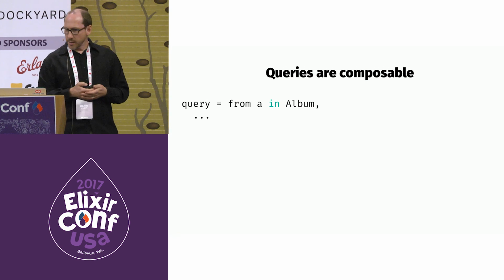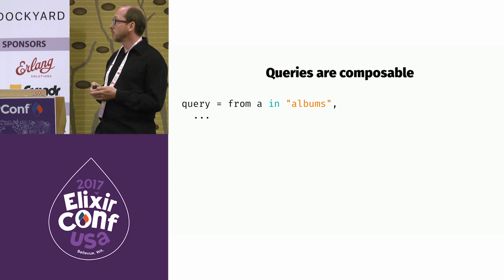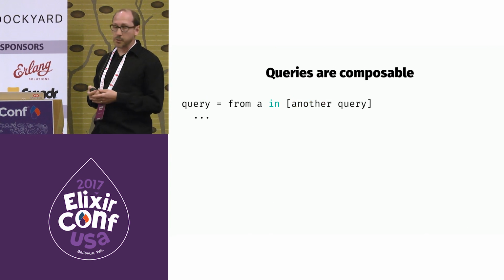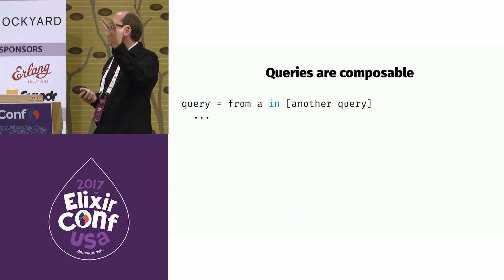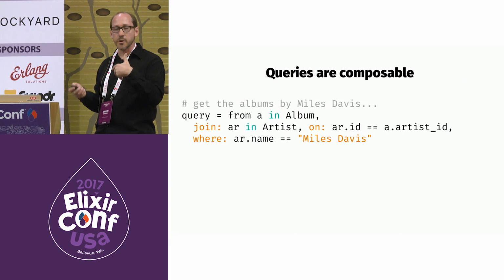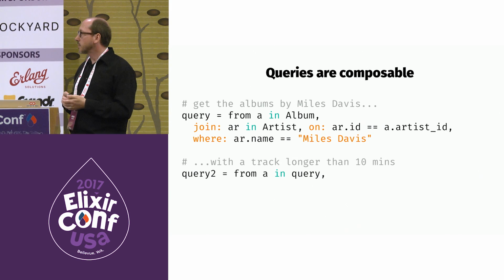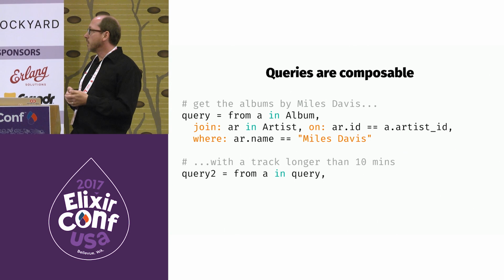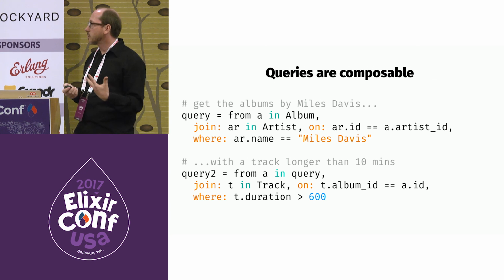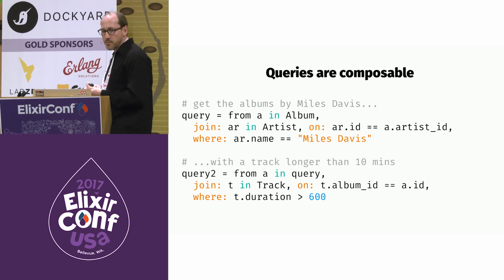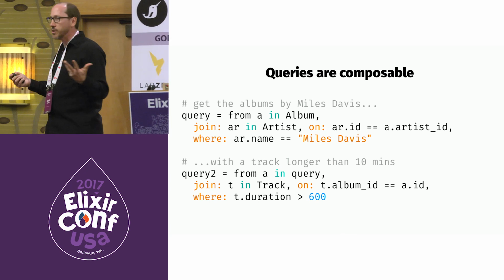And that's possible because when we call the from macro to kick off a query, we can provide the schema module, we can provide the table name as a raw string if we want, or we can provide another query, in which case everything that we got from the first query will go into the second query and we can refine it. So if we take our query that we had before, fetching the albums of Miles Davis, we can then create a new query, and we say from a in query, our previous one, and now we're going to add some more parameters to it. We're going to filter further by looking for all of the albums that have tracks that are longer than 10 minutes. We're looking for the self-indulgent albums by Miles Davis.